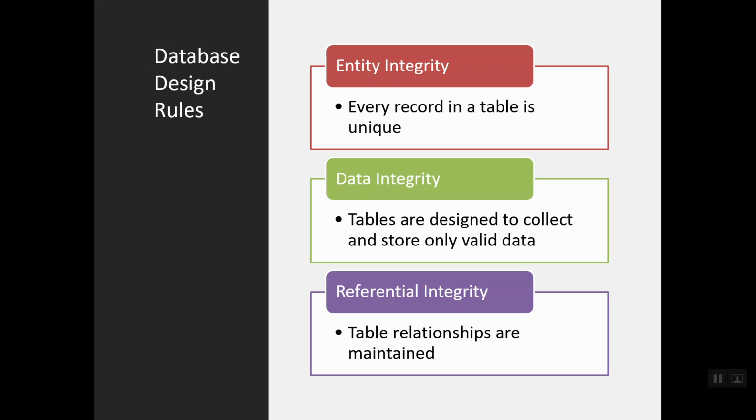Talked about our design rules. The entity integrity, which is every row is unique. Data integrity. We're designed to collect and store only valid data. All right, that's where the rules are. We define what the rules are. The rules determine what should be valid. And then referential integrity, where the relationships between two tables are maintained.